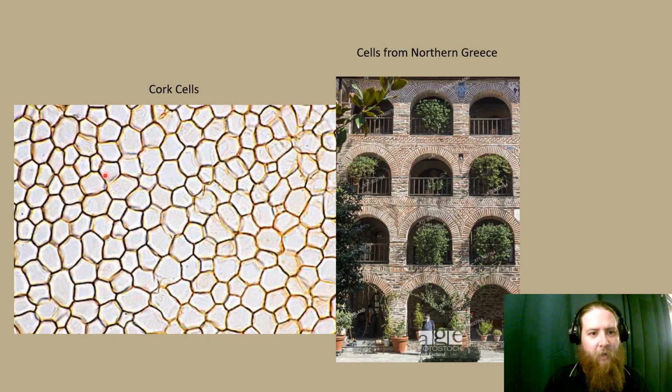Hooke was looking at these cork cells, and these are some cells from Macedonia, an area in northern Greece, where they have a monastery with cells. And you can see that these arching structures, each one contained its own little monk, look kind of like these cells that we see in those images of corks.